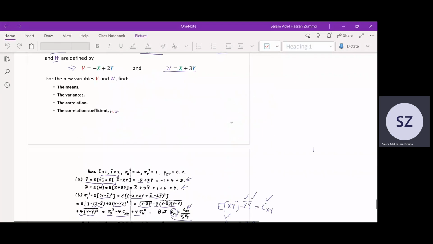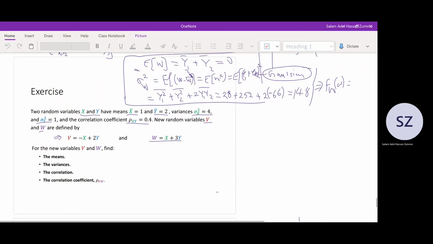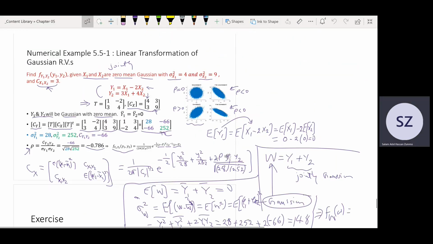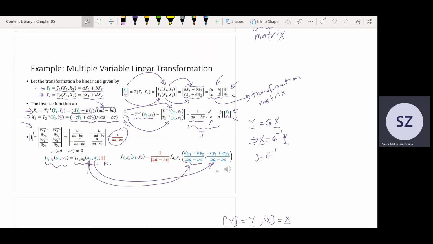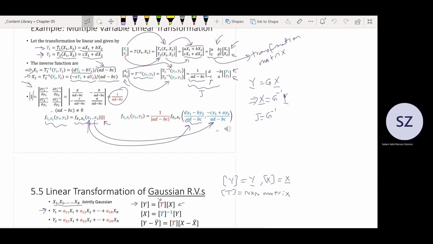So remember the Jacobian method that we used in order to find the PDF of functions Y1, Y2 of functions of X1, X2. Basically the PDF of Y1, Y2 will be the PDF of X1, X2 multiplied by the Jacobian, or divided by the Jacobian of the inverse, where X1 and X2 are the inverse functions.